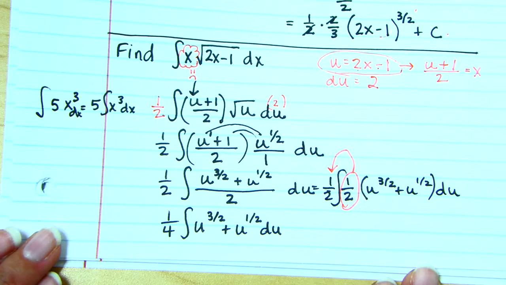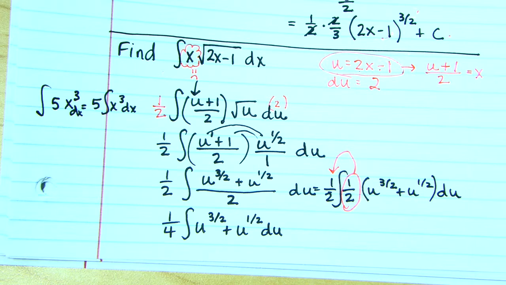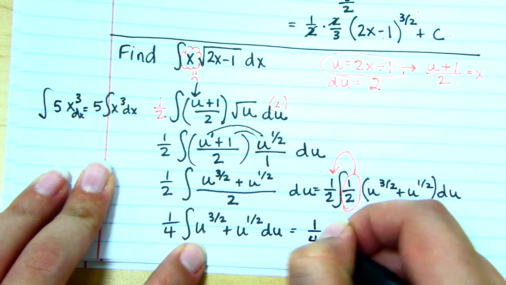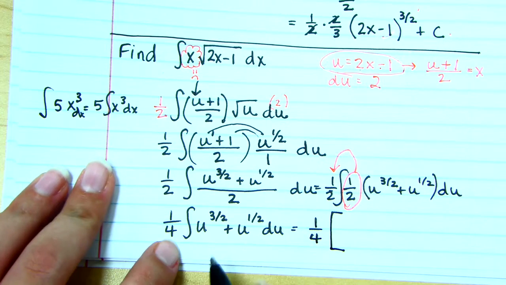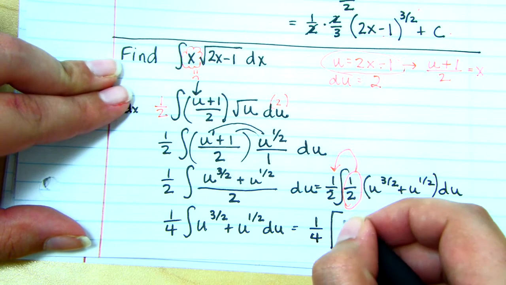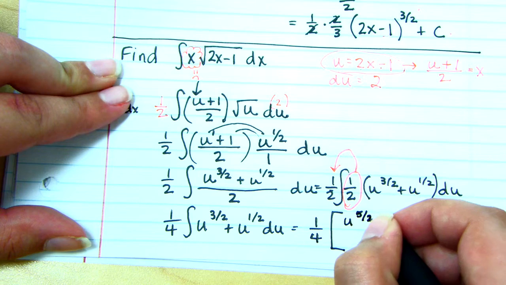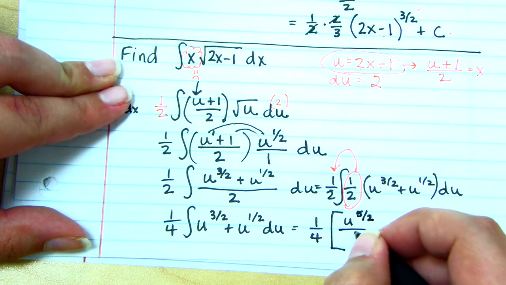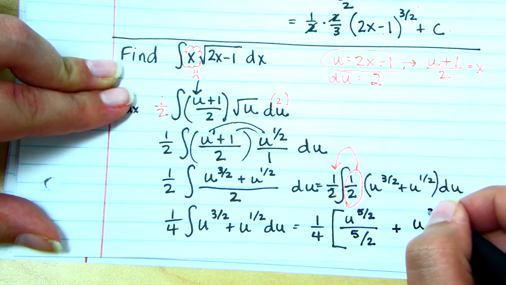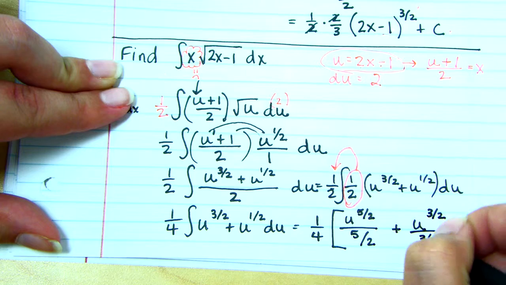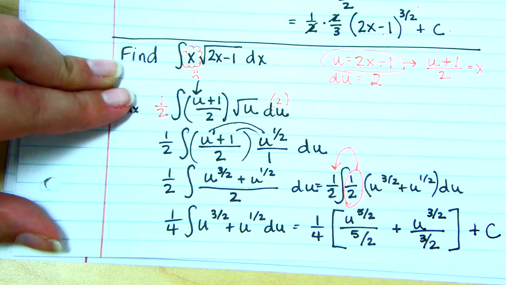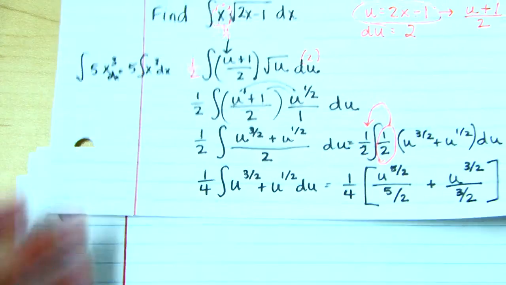Okay. From here, easy as far as it's just power rules, okay? So from here we can actually integrate. I'm gonna have 1/4. This is gonna turn into u to the 5/2 over 5/2, plus u to the 3/2 over 3/2, all of this, plus c, and obviously I did not manage my paper well.